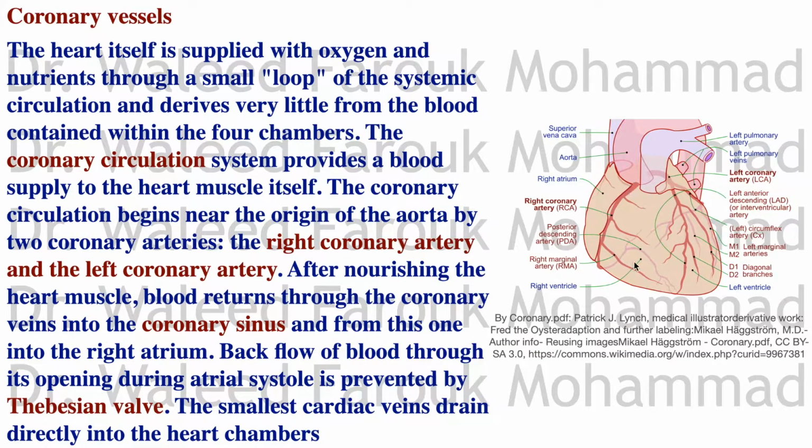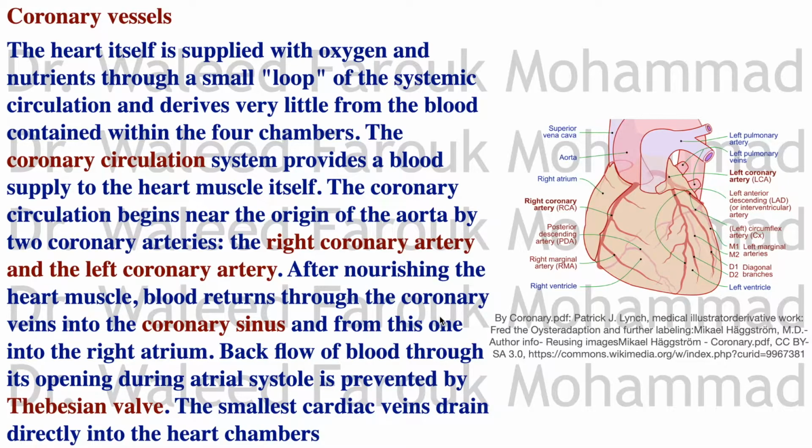Now the heart itself needs nutrition, and it gets this nutrition by means of the coronary circulation. It provides blood supply to the heart muscle itself. It begins near the origin of the aorta by the coronary sinuses that give rise to the coronary arteries, the right and left coronary artery. And after nourishing the heart muscle, the blood returns through the coronary veins into the coronary sinus. If you want more details about the coronary circulation, you can refer to its lecture in the thorax series.